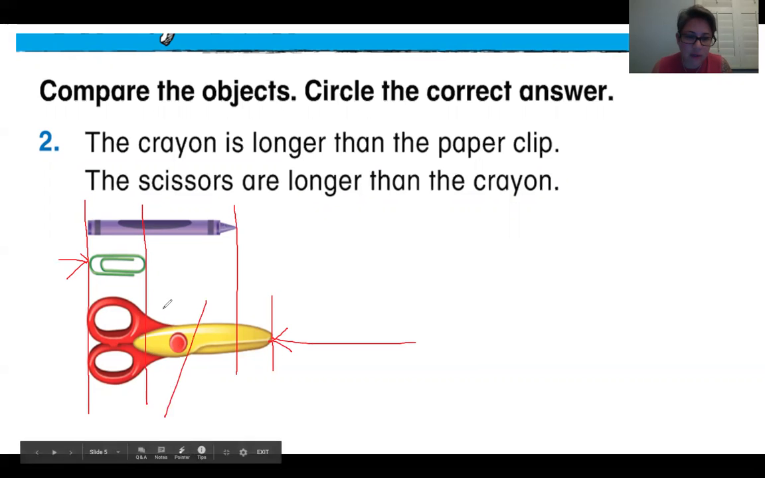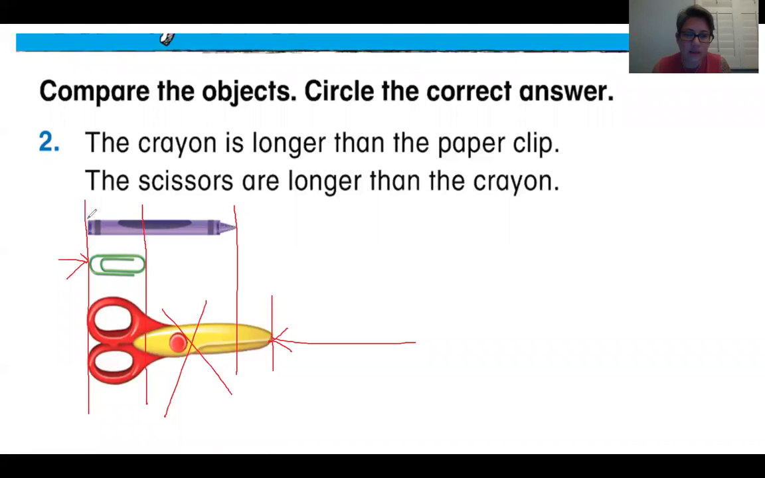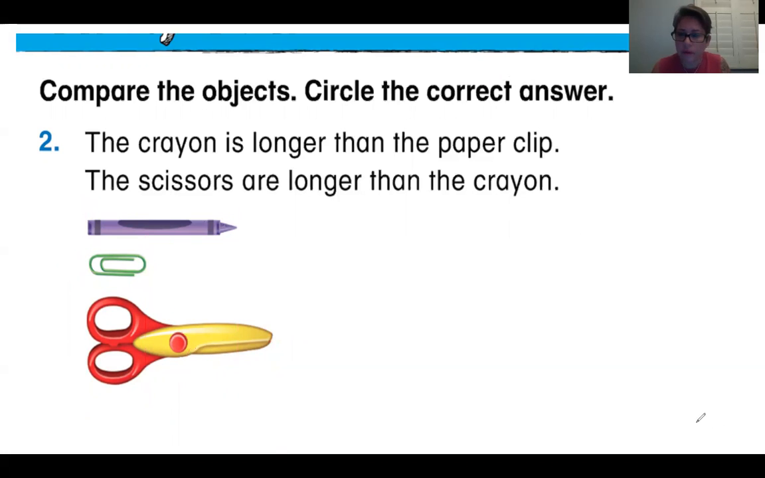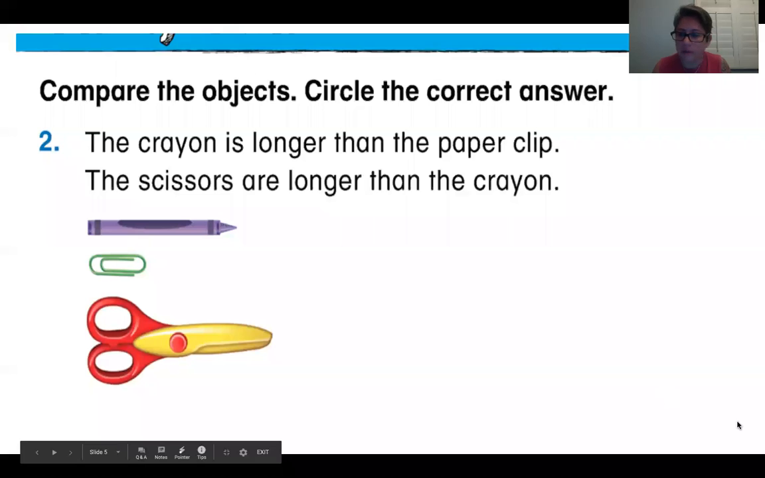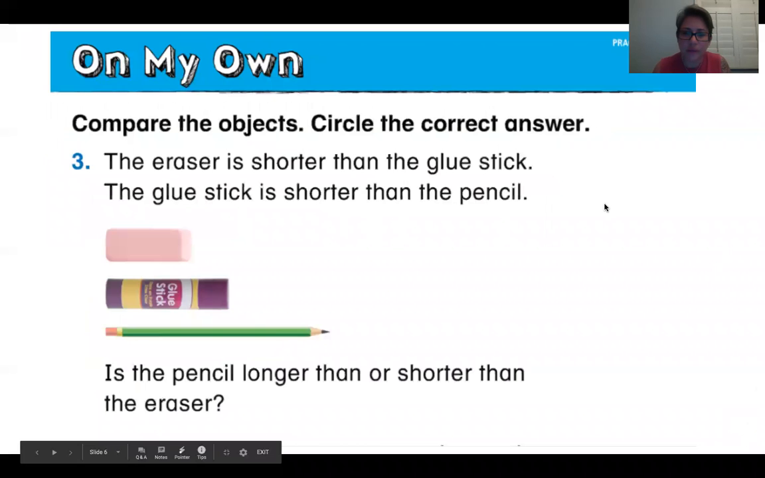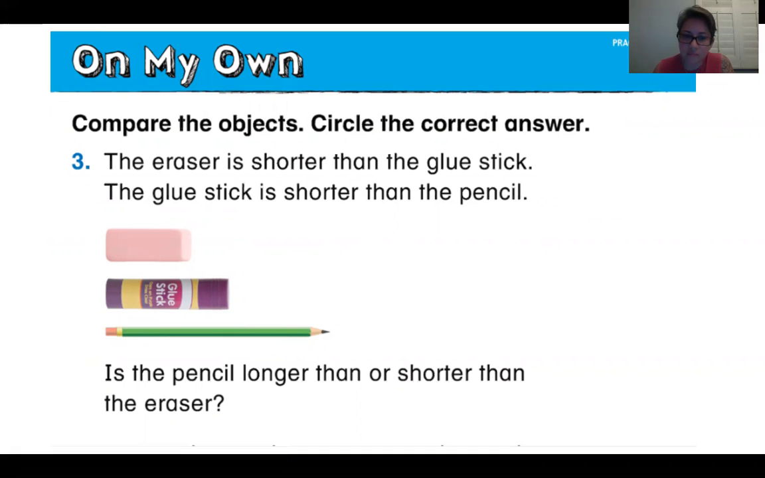But if I take away the scissors and only look at these two, I can see that the crayon is longer than the paperclip, and the paperclip is shorter than the crayon. Ready? Here we go. Let's take a look. All right, so this time I want you to look at it and you answer. Which is the shortest? And which one is the longest?